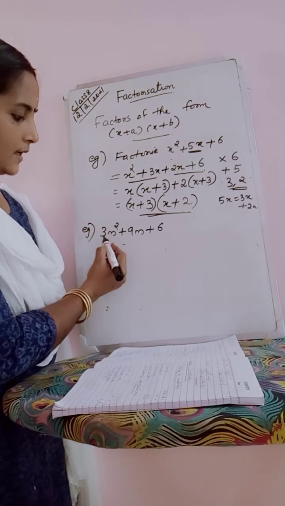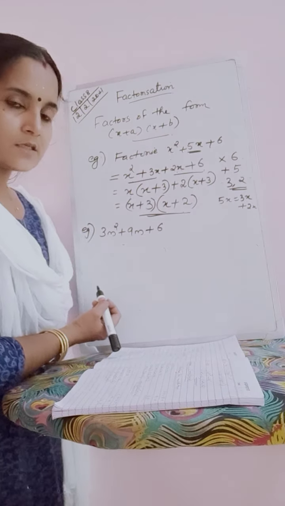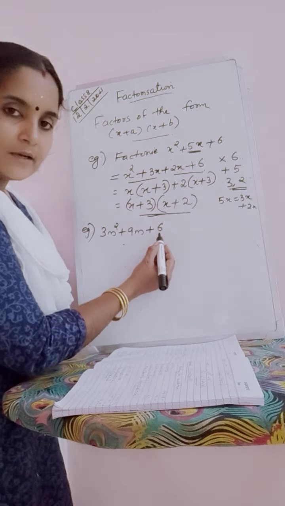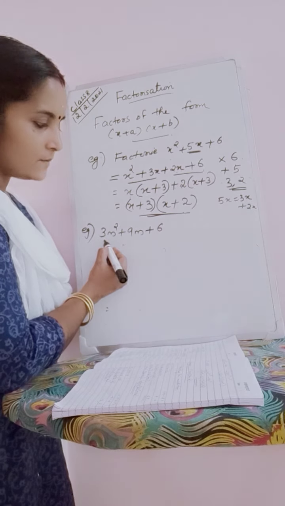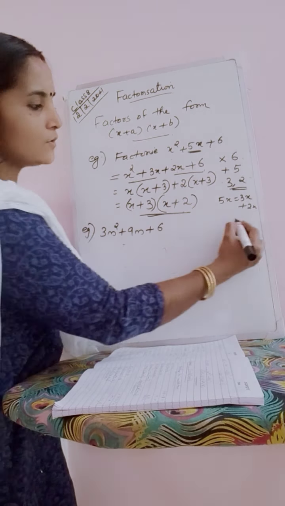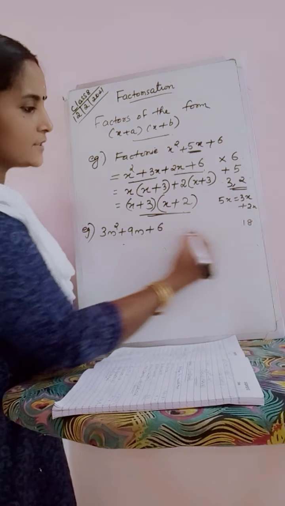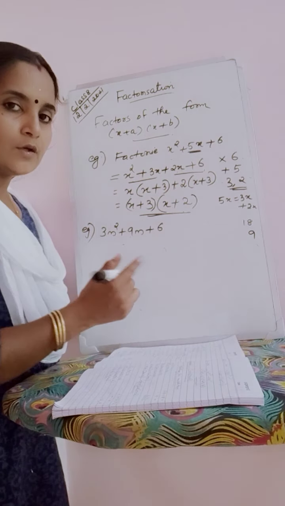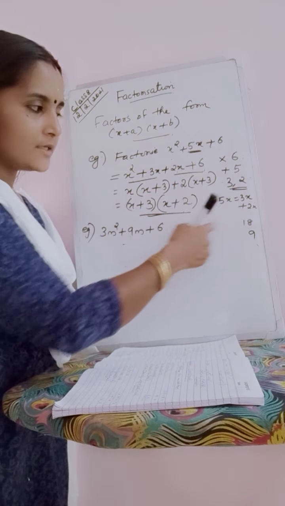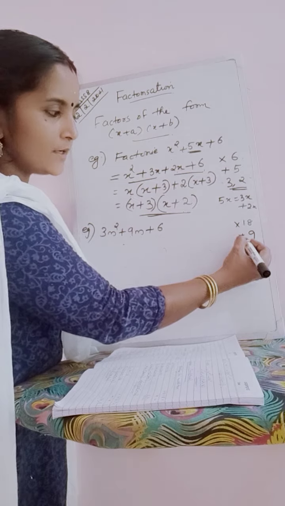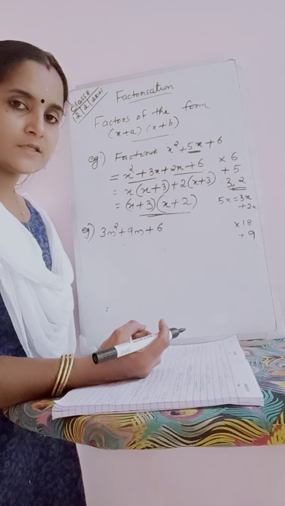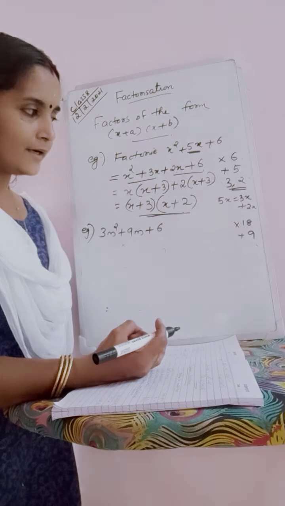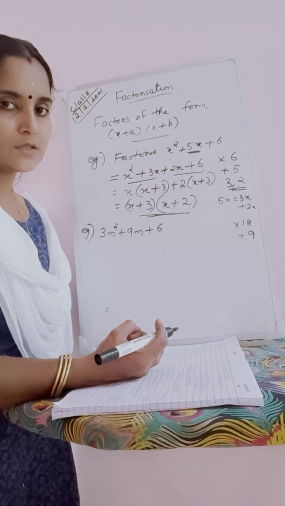Another question, 3m square plus 9m plus 6. Which is the constant term? 6. And which is the first term? 3. Take its product, 6 into 3, 18. And the middle term is 9. Then you choose two numbers whose product is 18 and sum should be 9. Which are the two numbers? Product 18 means 6 3s are 18, then 9 2s are 18, 1 into 18 is also 18.